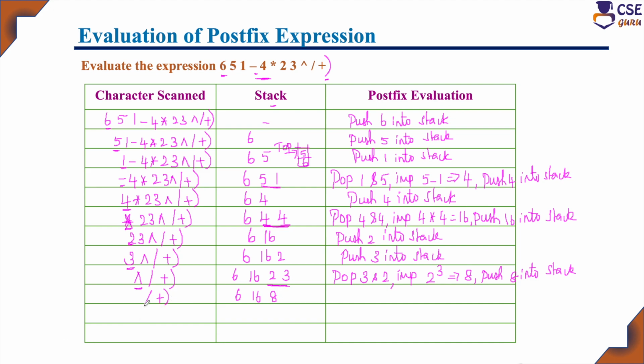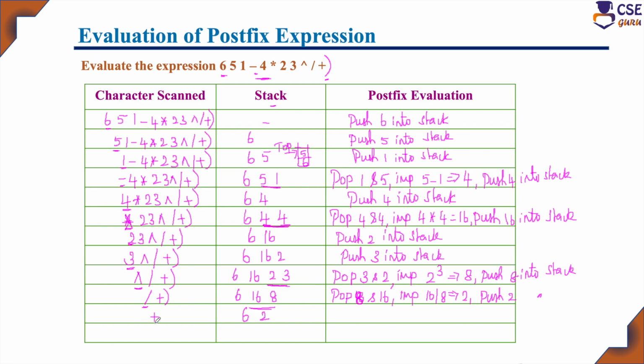Next input character is a division operator. So if it is an operator, pop the top two elements. The top two elements are 16 and 8. Pop the top two elements: 8 first you have to pop and then 16. Then implement b by a. B is 16, a is 8. And you will get the result 2. Push the result 2 into the stack. So 6 and 2 will be there.